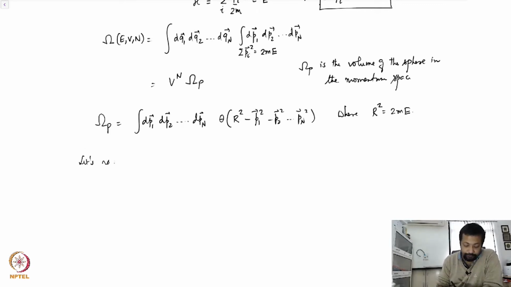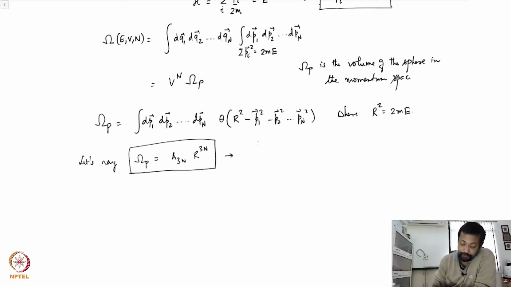Let's say that omega p is going to be a3n r to the power 3n, right? So this is what we start off with. We now have to figure out what is a3n.